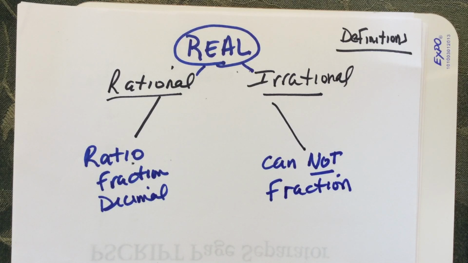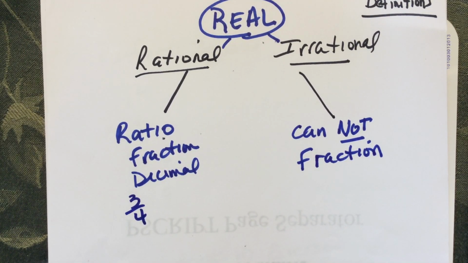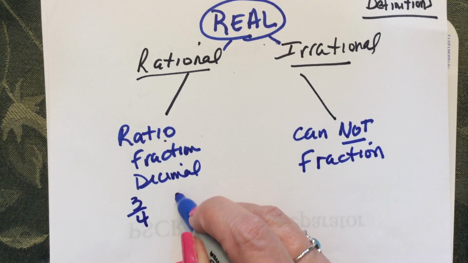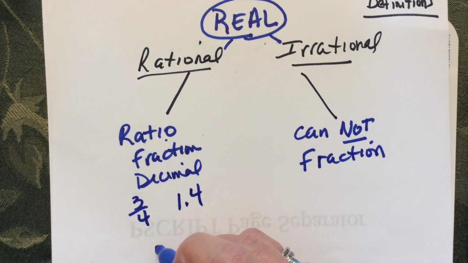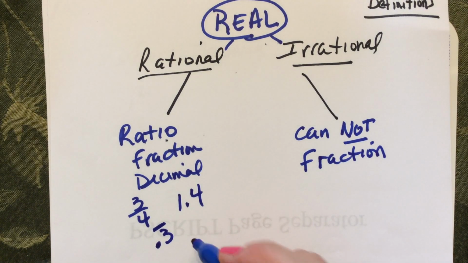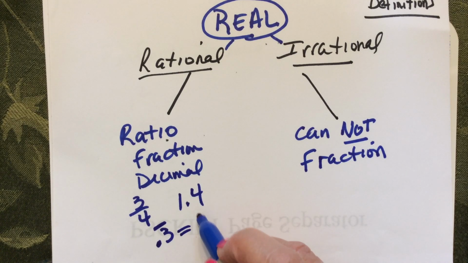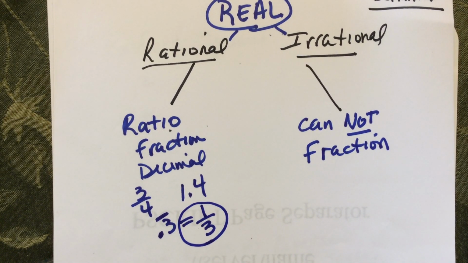So if I say to you, what about the number 3/4? Where would that go? Well, 3/4 is a ratio that goes here. And if I say to you, what about 1.4? 1.4, that goes here. How about 0.3 repeating? Actually, 0.3 repeating is a rational number because, you should know this is one of the common benchmarks, 0.3 repeating is actually 1/3. So since I can write it as a fraction, it's a rational number.